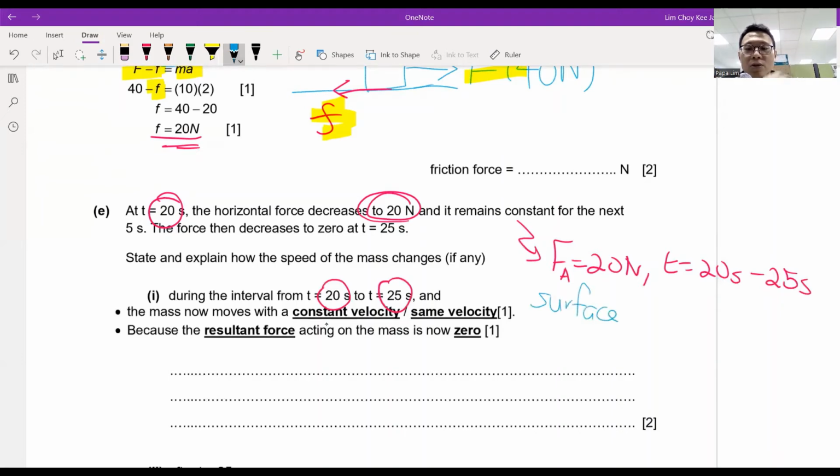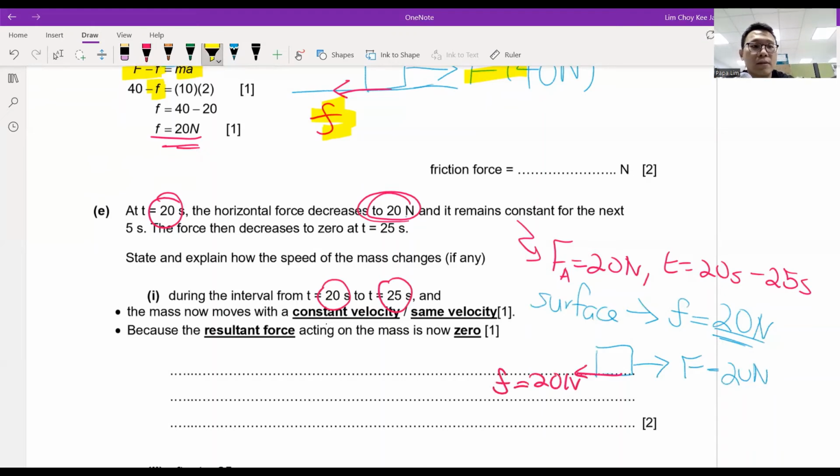In other words, the question is trying to tell you that the friction experienced by the object remains the same at 20 Newton. This is the underlying clue, or reminder, that the friction is still 20 Newton. So the object now experiences a forward force of 20 Newton, and then an opposing force of friction of 20 Newton.